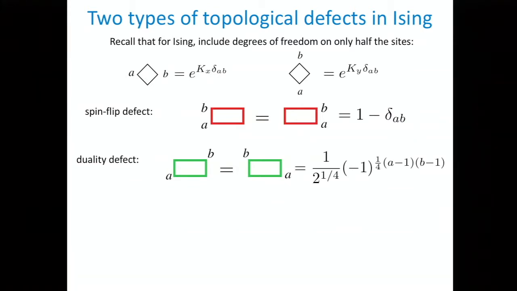And so that one, again, there are some numbers here. It's a phase with a numerical factor. But the key thing is now notice we've shifted the spin defect.